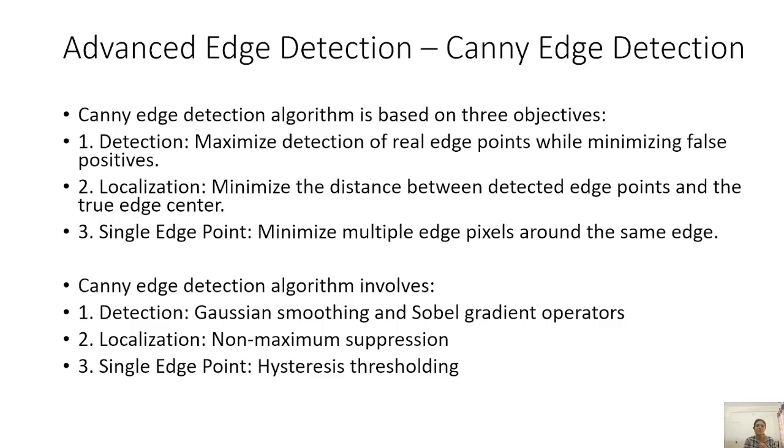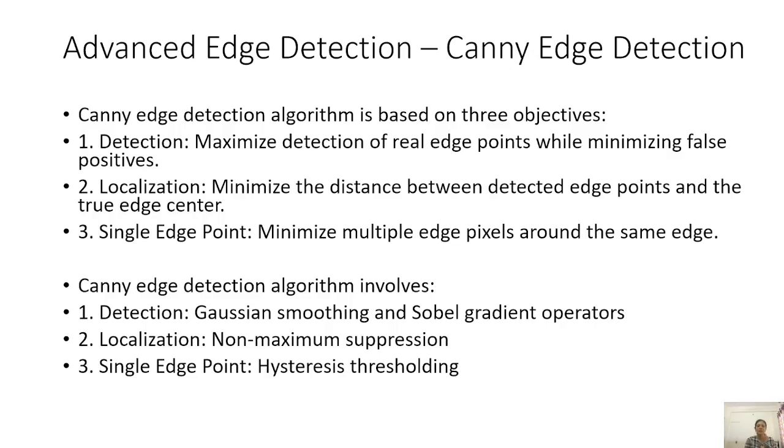And localization minimizes the distance between detected edge points and the true edge centers. And single edge point minimizes the multiple edge pixels around the same edge. So all these things are satisfied in the Canny edge detection algorithm, but these are failed in the Marr-Hildreth edge detection algorithm. Only the detection of edges is possible in the Marr-Hildreth algorithm, but the localization and the single edge point detection fail.